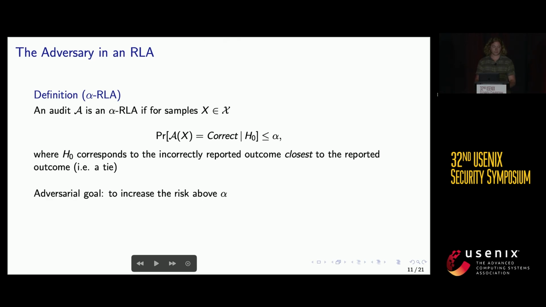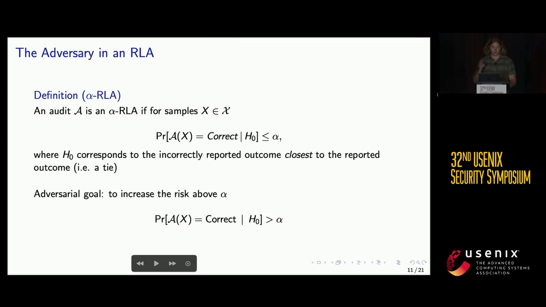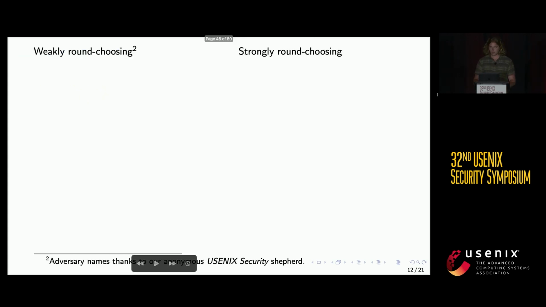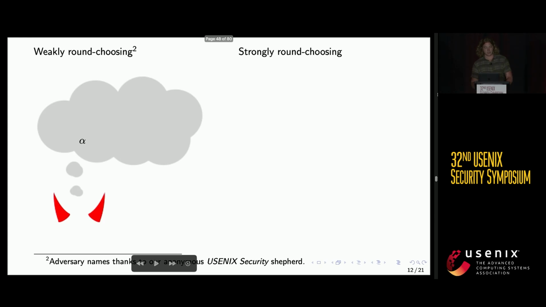And so the goal of the adversary is to increase the true risk above the risk limit. In particular, the probability that the audit outputs correct given the null is more than alpha. So we deal with adversaries who have control over the round sizes, so they're choosing round sizes, and we define two. So the first is the weakly round choosing adversary, who has access to parameters of the audit, like the risk limit alpha, the reported proportion of votes for the winner under the alternative and null hypotheses, pA and p0, and the ballot manifest, which is a list of all the ballots and their locations for sampling.